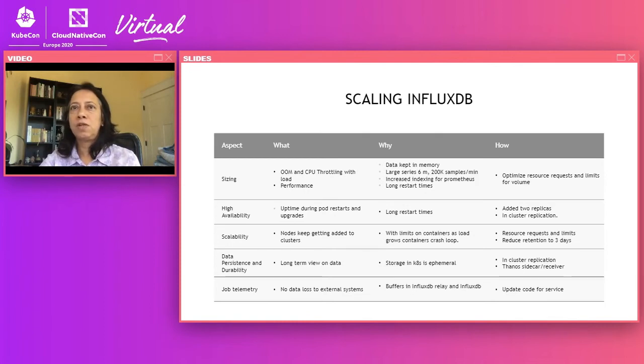However, InfluxDB did not scale to our minimum requirement of 2 weeks retention. We could only support 3 days of retention with confidence. For getting longer retention, we introduced Thanos sidecar in one setup and moved away from InfluxDB to Thanos receiver in another. As I mentioned, we had added InfluxDB in our architecture for data persistence in the cluster.